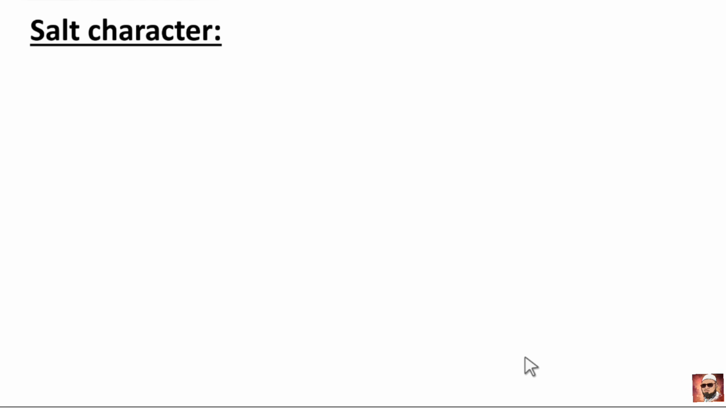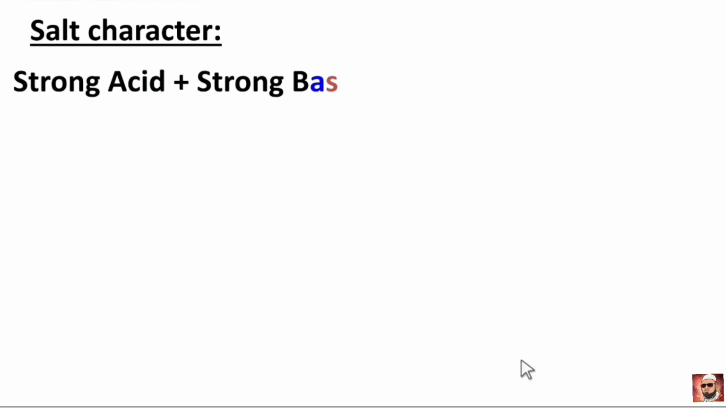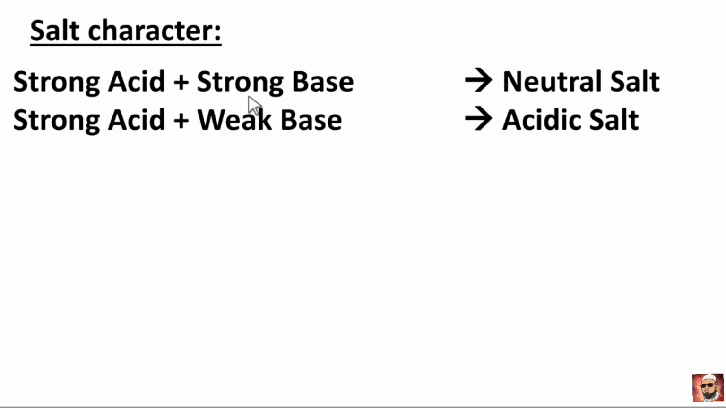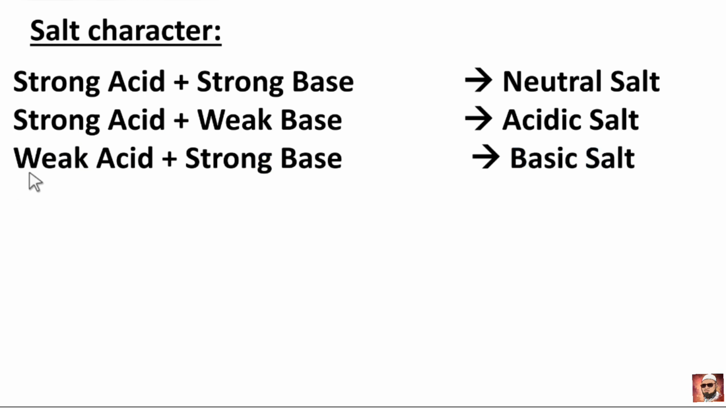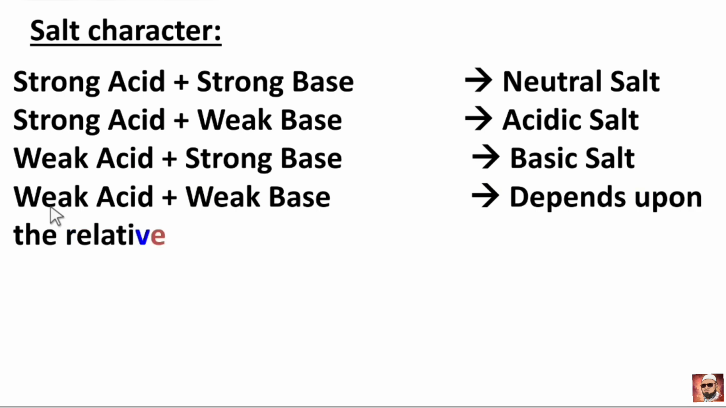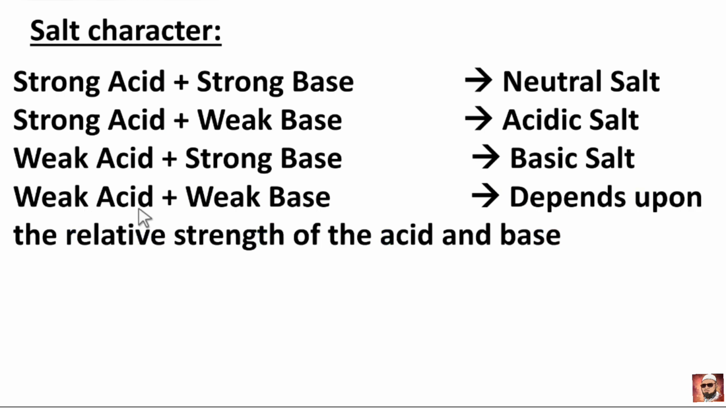Salt character. Salts of a strong acid and a strong base are neutral and the pH value is 7. Salts of a strong acid and a weak base are acidic and the pH value is less than 7. The salts of a weak acid and a strong base are basic in nature and the pH value is more than 7. The pH of the salts of a weak acid and a weak base depends on the relative strength of the acid and base.